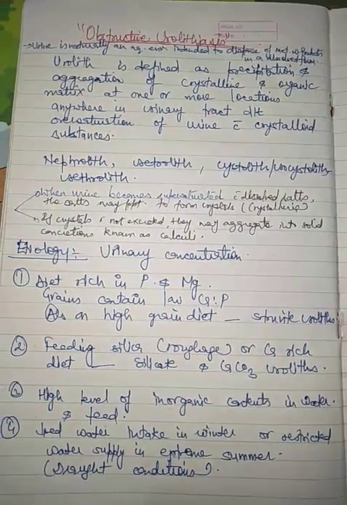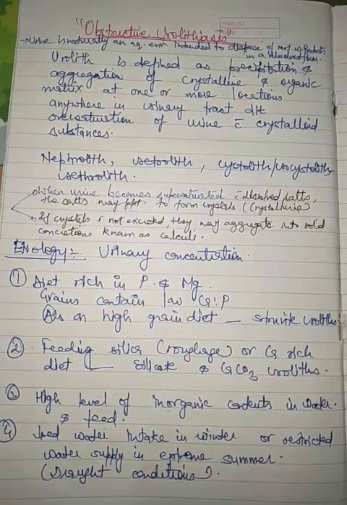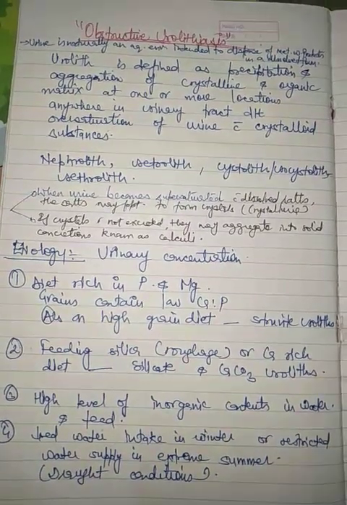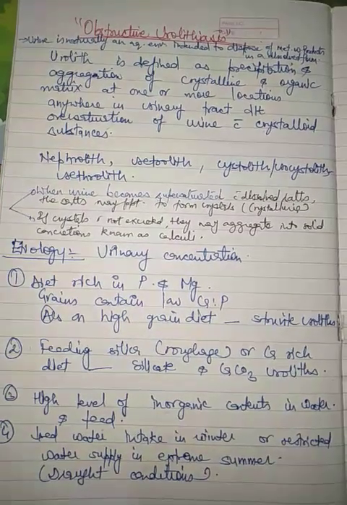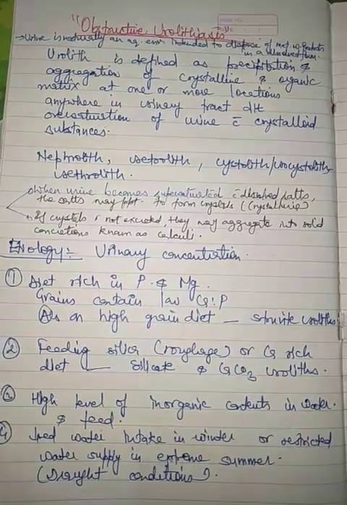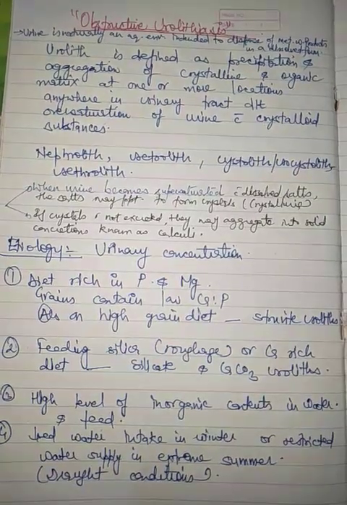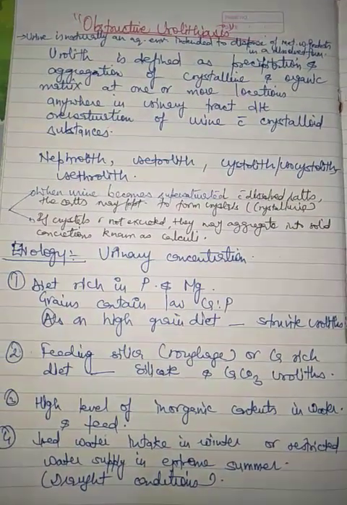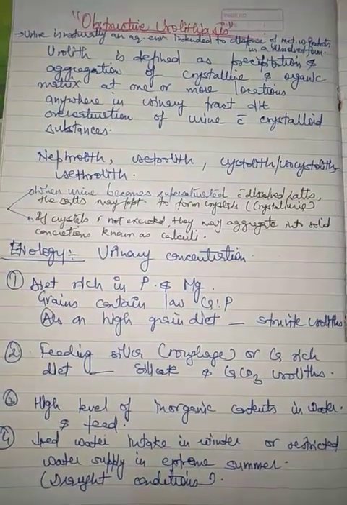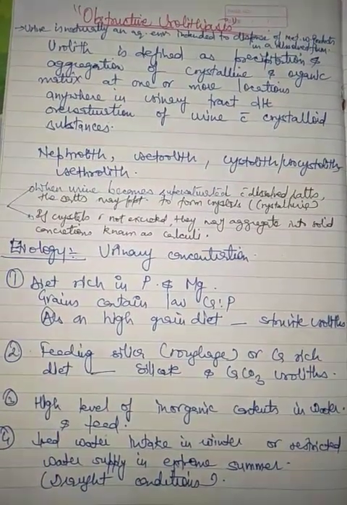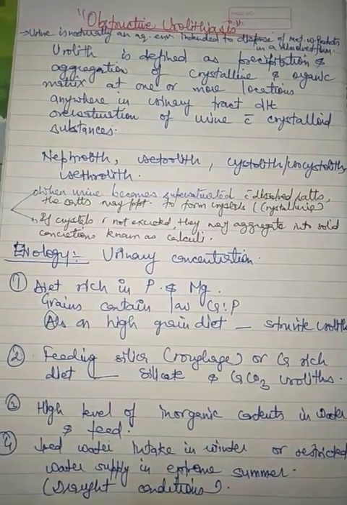Hello students, today we will learn about obstructive urolithiasis. As we know, urine is naturally an aqueous environment intended to dispose of metabolic waste products in a dissolved form. But whenever these waste products occur in the undissolved form, the problem of uroliths occurs.